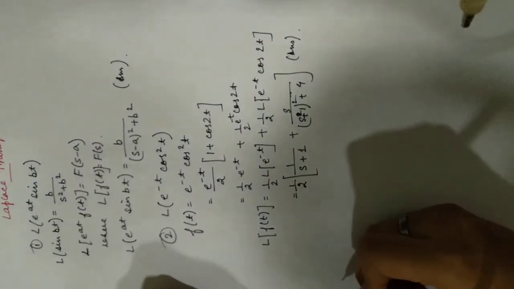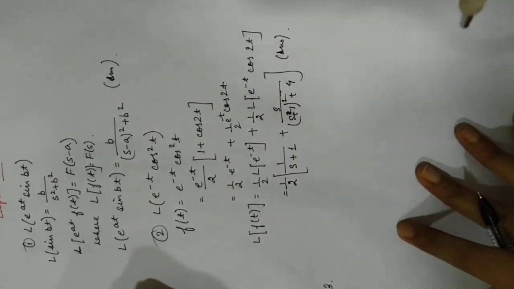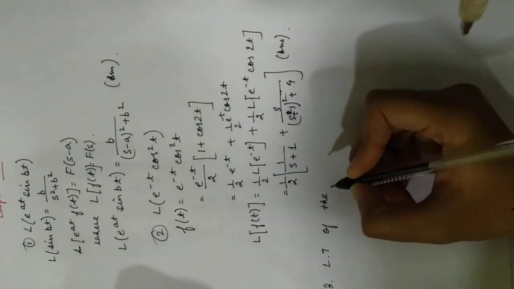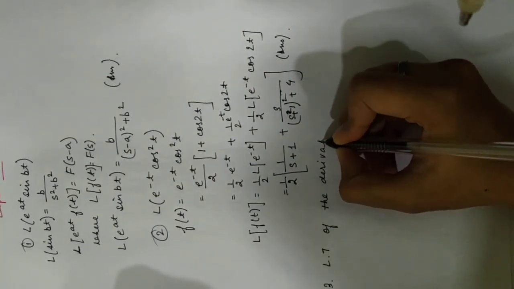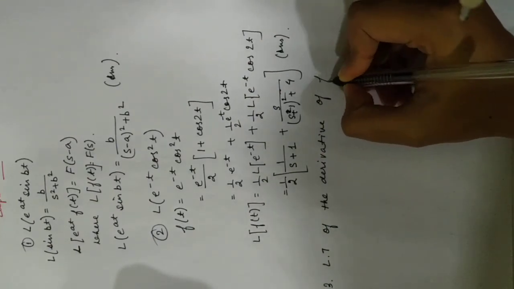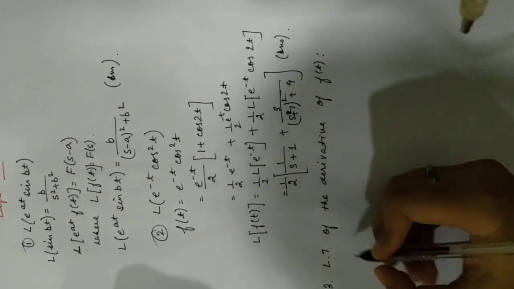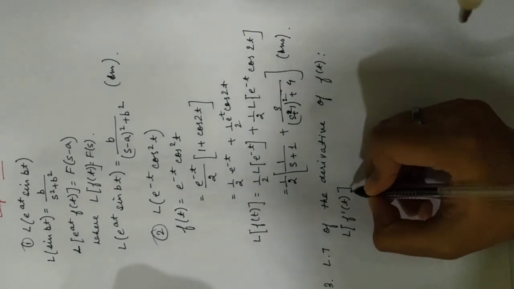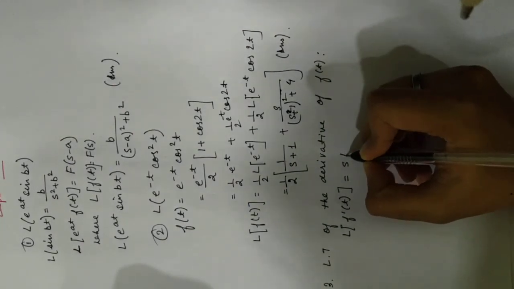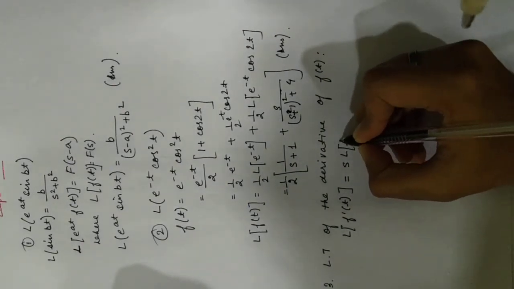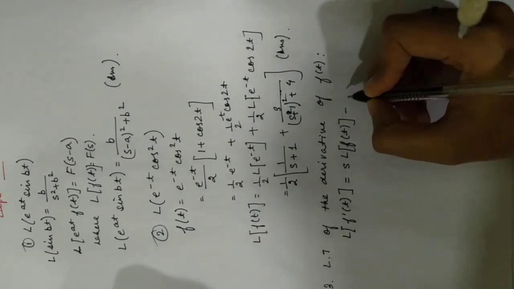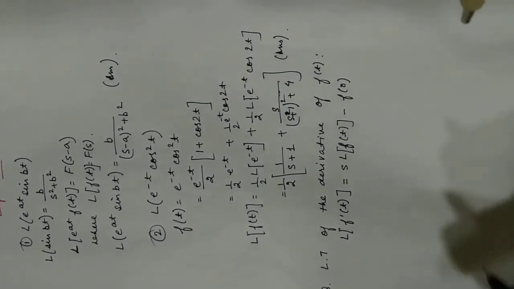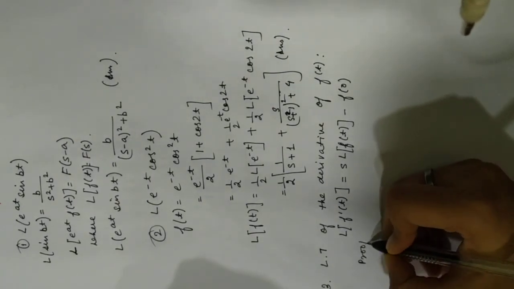So third, we want to know the Laplace transform of the derivative of a function. It is given by the Laplace transform of f prime t is equal to s times the Laplace transform of f t minus f of 0, right? So we need to prove this. Proof.